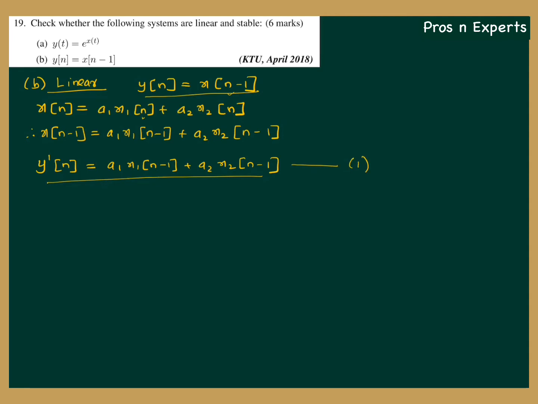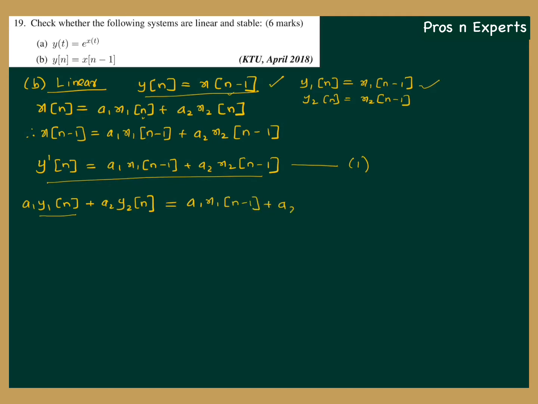Now we'll be taking a1 y1 of n plus a2 y2 of n. That is, the output itself is mixed. That will give you a1 into, what is y1 of n? If y of n is equal to x of n minus 1, then we can write y1 of n as x1 of n minus 1 as a special case, and y2 of n as x2 of n minus 1. So a1 into x1 of n minus 1 plus a2 into x2 of n minus 1.